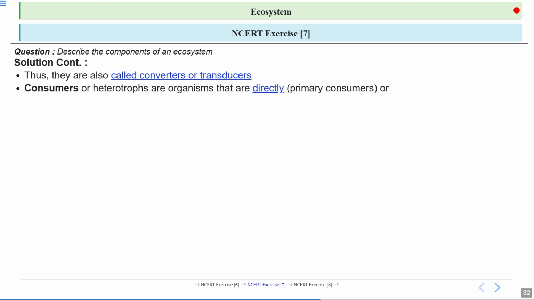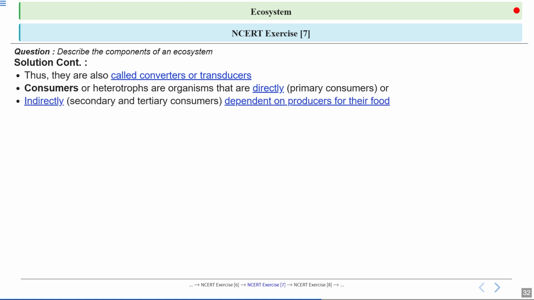Now, consumers or heterotrophs are organisms that are directly or indirectly dependent on the producers for their food. Consumers can be herbivores or carnivores. Primary consumers are the herbivores, and secondary and tertiary consumers are the carnivores.